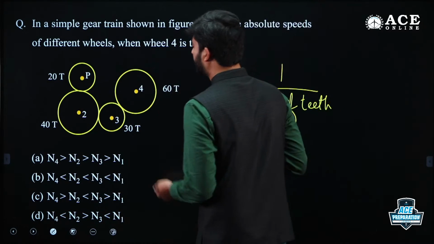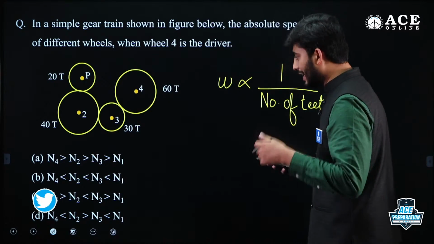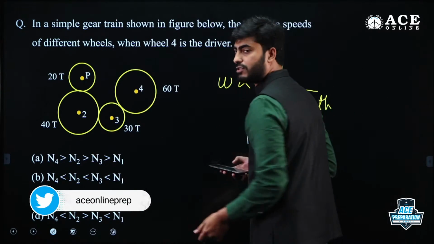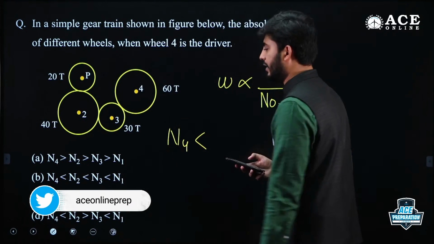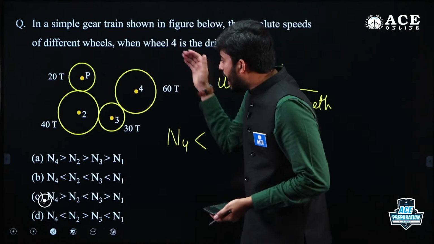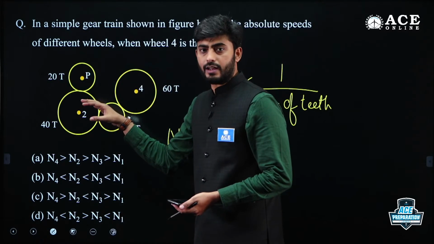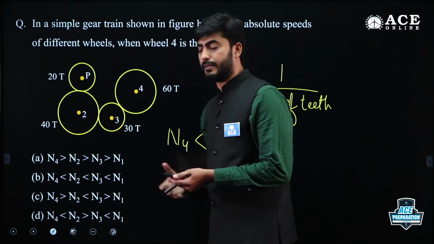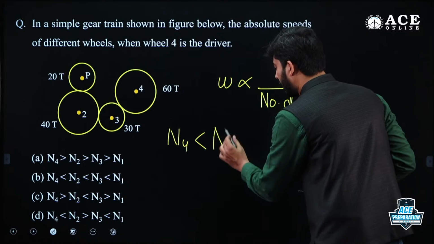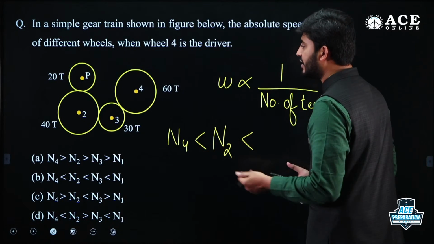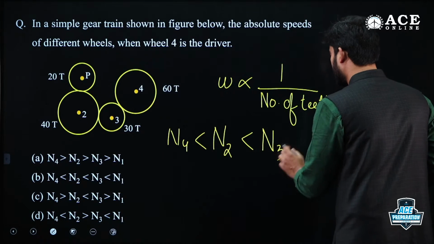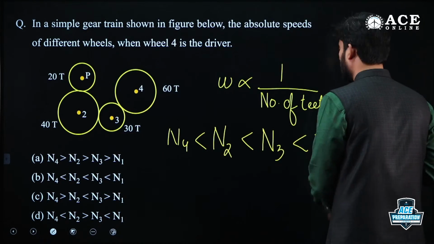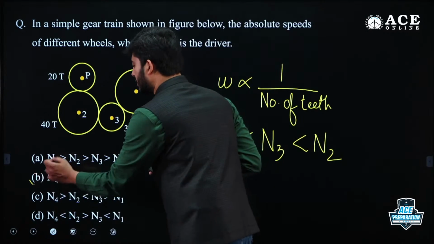Yes, the disc number 4 is having greater number of teeth, that is 60 teeth. Obviously, this will be having minimum speed. So, N4 is less than, next higher teeth, next gear with higher teeth is 40. So, N4 is less than N2, N2 is less than N3, N3 is less than N2. Okay, very simple question, guys.